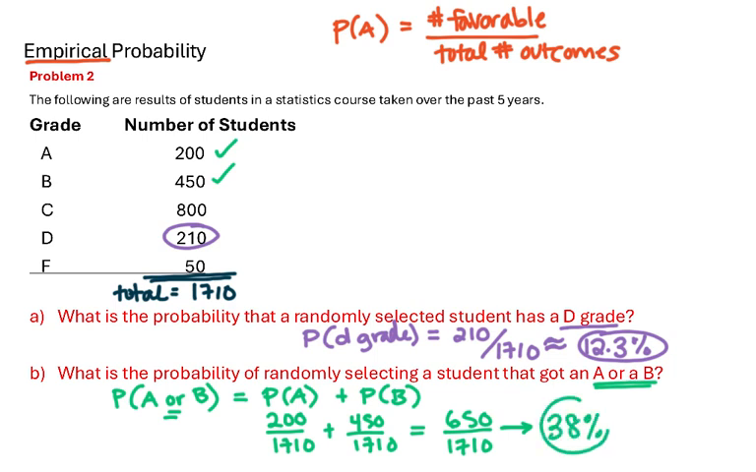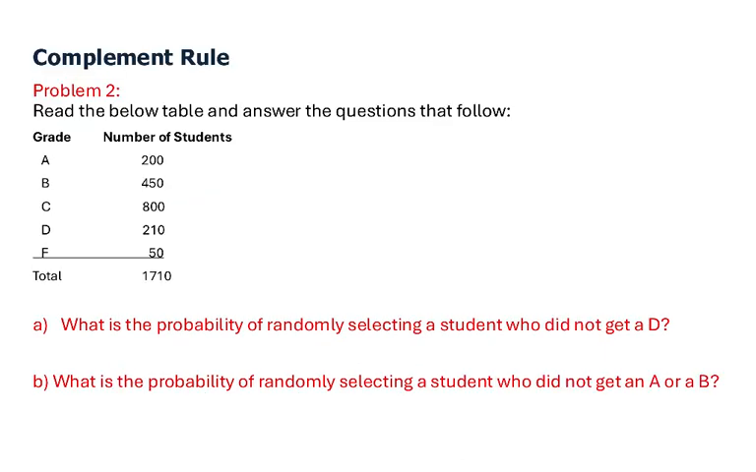So if we picked a random student out of our historical data, it's 38% likely that we would pick a student who scored an A or a B. Okay, so here's some more examples. We did talk about the complement rule, but we'll do it again.